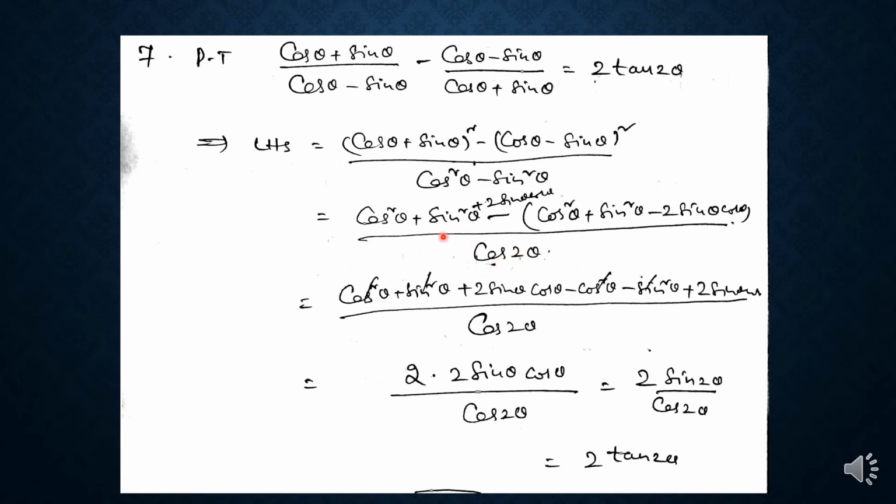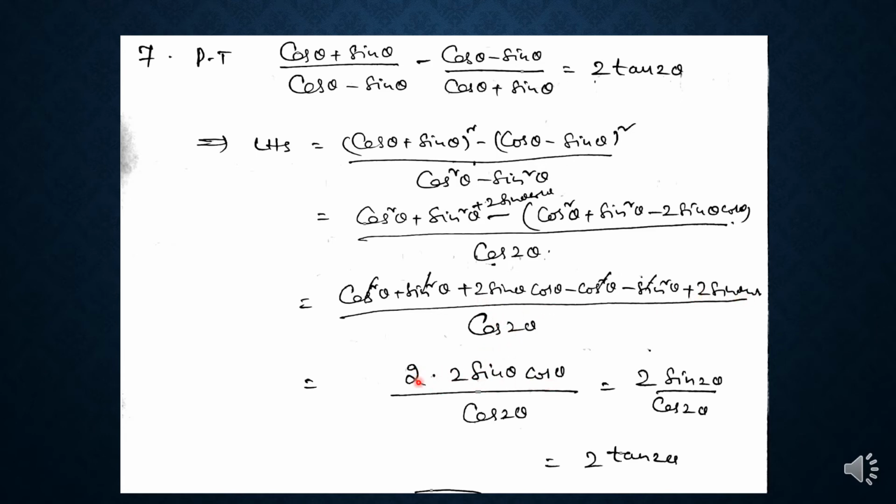By simplifying this, the numerator becomes cos square theta plus sin square theta plus 2 sin theta cos theta minus cos square theta minus sin square theta, minus into minus, plus 2 sin theta cos theta. So plus cos square theta minus cos square theta cancel, plus sin square theta minus sin square theta cancel, then 2 sin theta cos theta plus 2 sin theta cos theta divided by cos 2 theta, that becomes 4 sin theta cos theta.